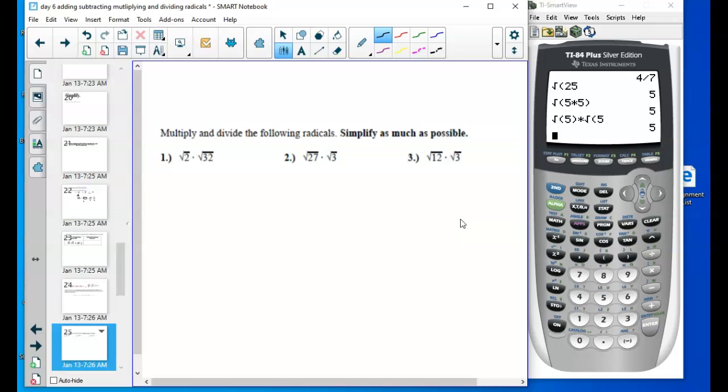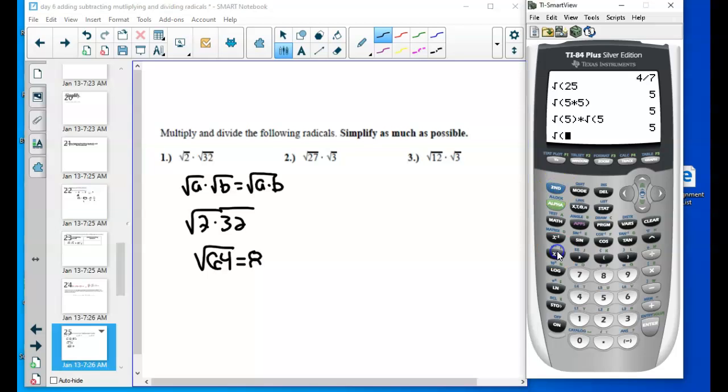So let's look at an example. This is at the bottom of that first page of your notes. So based off the rule that we talked about, we have the square root of a times the square root of b equals the square root of a times b. What I can do is take the square root of 2 times 32, all underneath the same radical sign. Well, 2 times 32 is 64. And what is the square root of 64? 8. So if I just wanted to check it, because I don't trust myself sometimes, if I take the square root of 2 and multiply it by the square root of 32, I get 8. So that works out.